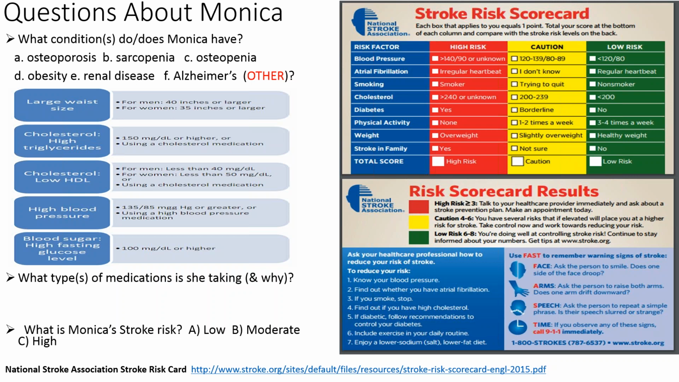So here are some impressions. Monica also has dyslipidemia based on her low HDL and her high LDL. She has abdominal obesity based on her waist size, but also on her waist to hip ratio. She has hypertension and impaired fasting glucose.